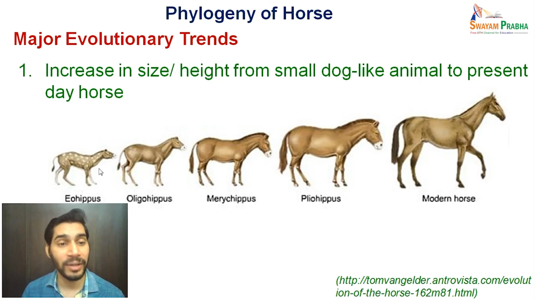Now, this height or size increase could have been because of the increase in the limb size, increase in the neck size, and so on. So a primitive form, Eohippus or Hyracotherium, which was just a dog-like organism, has attained a larger height and has reached the modern horse, or Equus. So this is one of the trends associated with the evolution of horse.